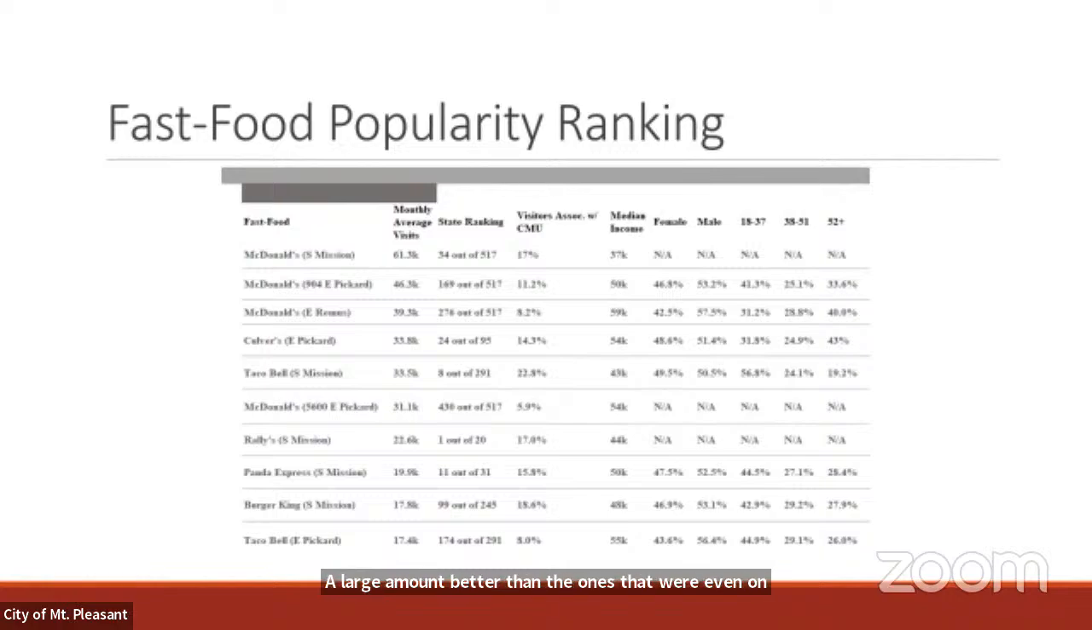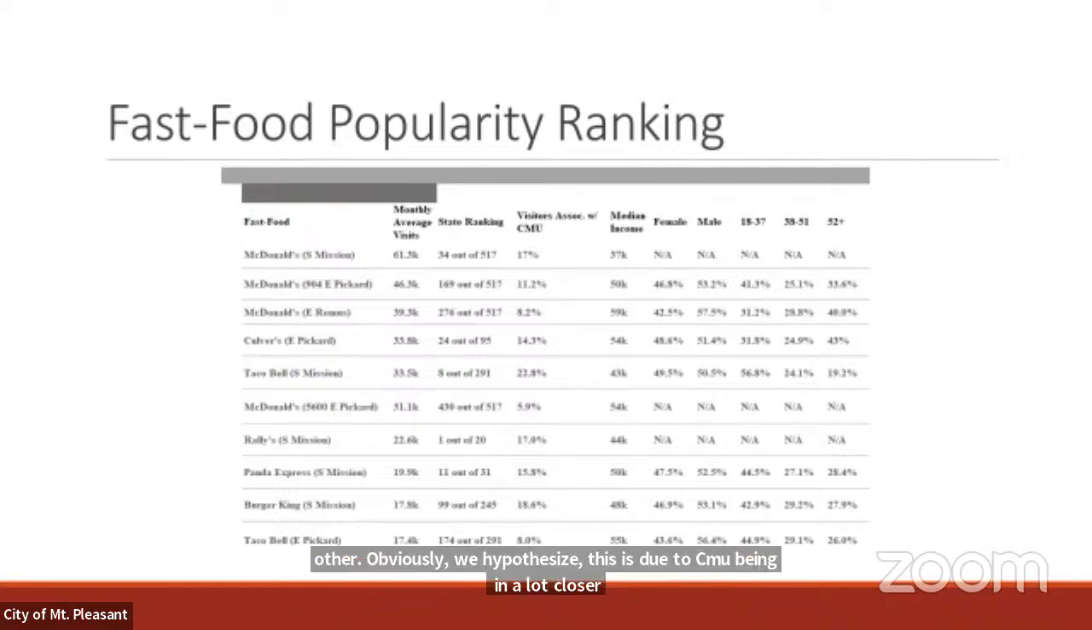As you can see right at the top, McDonald's on South Mission has 61,000 monthly visits, while the East Pickard one right at the corner has only 46,000. That's a 15,000 visitation difference per month, which is astounding considering they're only a couple miles apart from each other. Obviously, we hypothesize this is due to CMU being in a lot closer proximity to those places. That's also significant if we ever have any fast food places that want to move into the Mount Pleasant area. You can show them that statistic and maybe persuade them to move towards the South Mission area if they want to see those growth numbers.